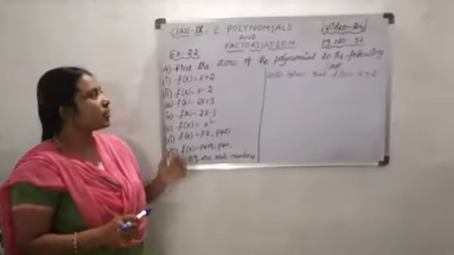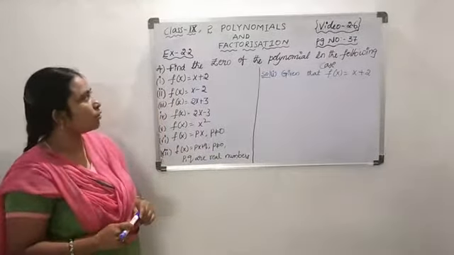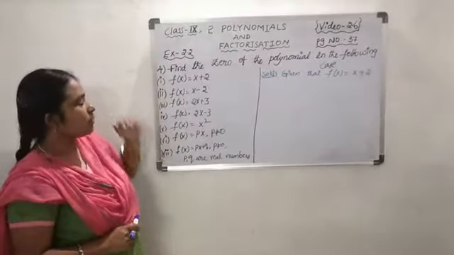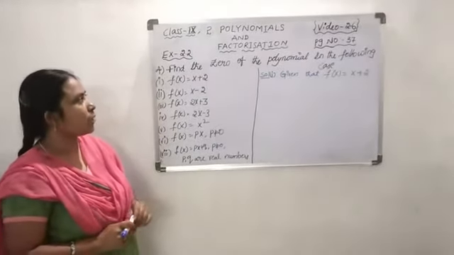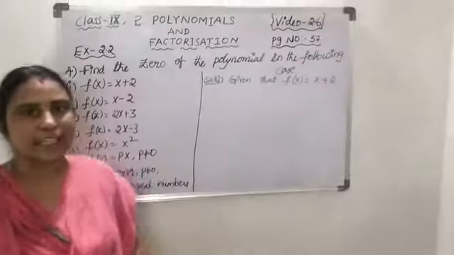Yesterday in the previous video we completed up to the third bit problems in exercise 2.2. Now in video number 2.6 we will start with problem number 4 in exercise 2.2. All these problems are located in your textbook page number 37.